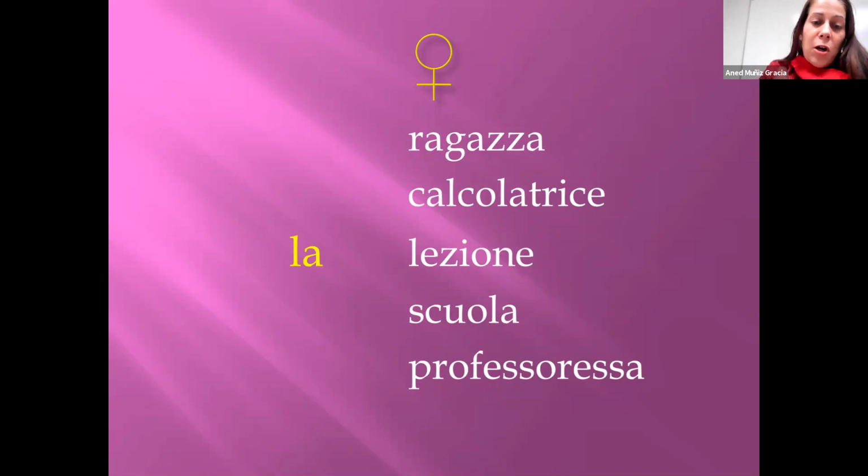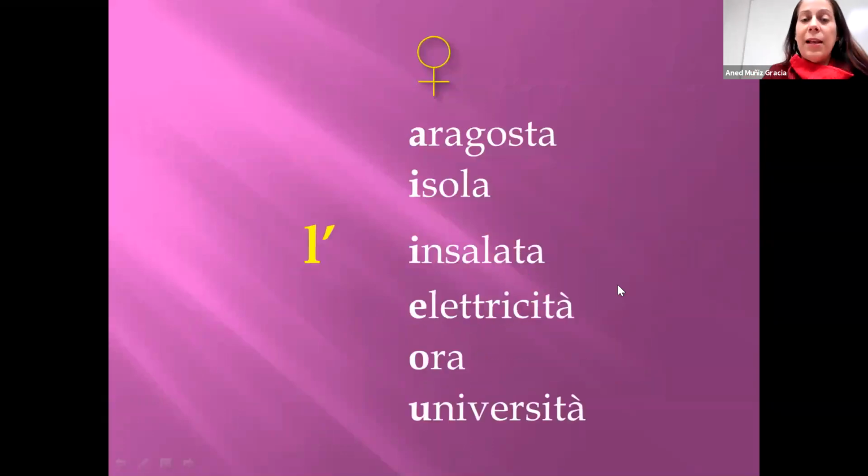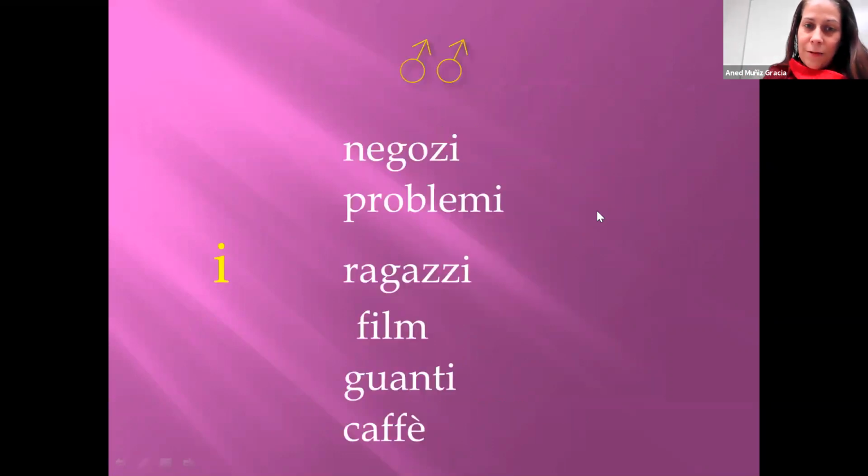So now feminine singular nouns, you only need to distinguish between consonants and vowels. So se la parola comincia con una consonante, so if the word begins with a consonant, you put la. La ragazza, la calcolatrice, la lezione, la scuola, la professoressa, la pizza. And you see here you have S and a second consonant, scuola. But again, because this ends already with a vowel, you don't need to do anything else, right? So, questo è per femminile singolare. So, what do all these nouns have in common? Well, they all begin with a vowel. So, l apostrophe, just like in the masculine singulars.